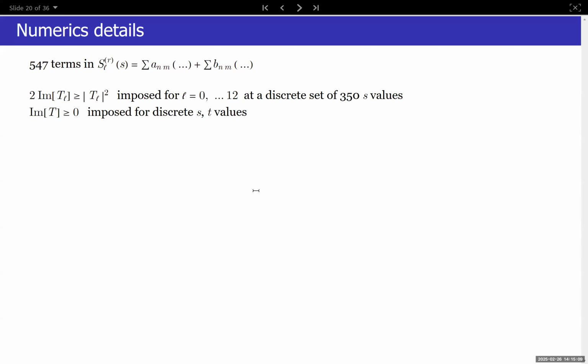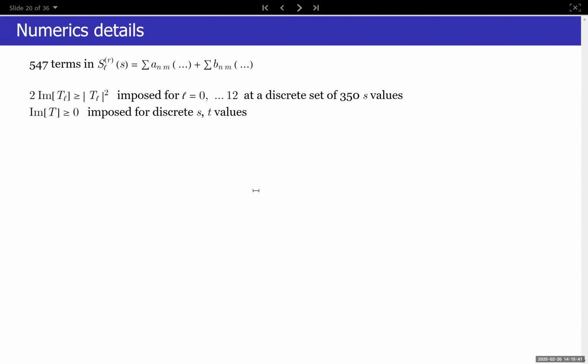For the actual numerics, we used more than 500 terms in this ansatz, and we imposed the unitarity condition for spin up to 12 at 350 different S values. What we missed is the unitarity condition for larger spin.